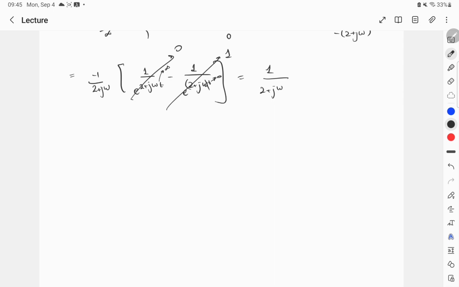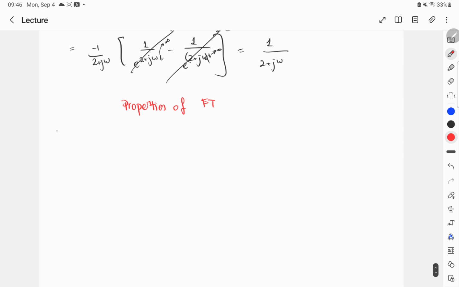Now we have done plenty of questions. Now let us continue with different properties. And we will start with the time shift property. Properties of the Fourier transform. Number 1, time shift property.